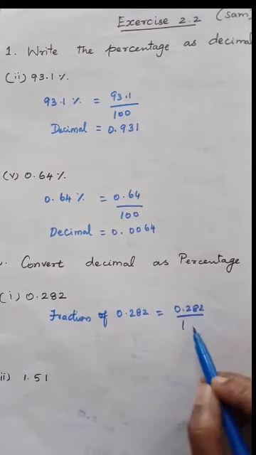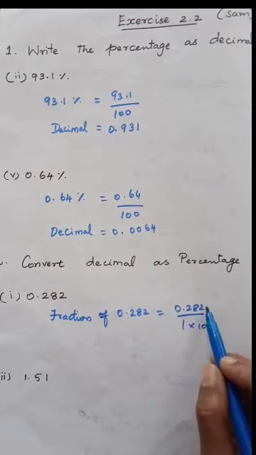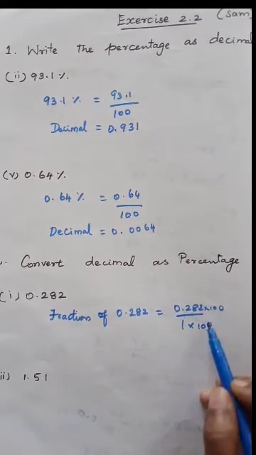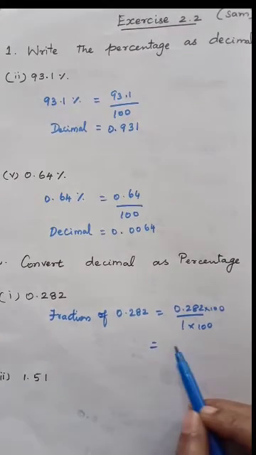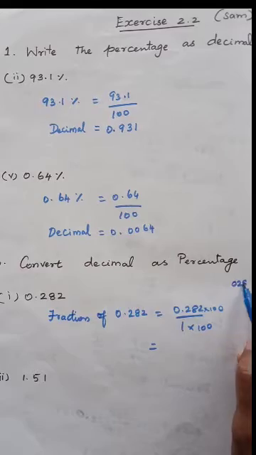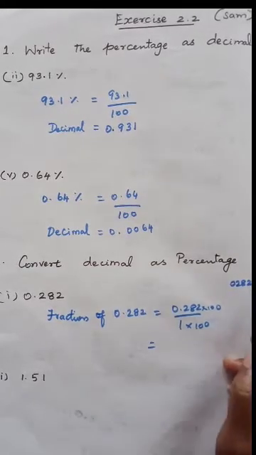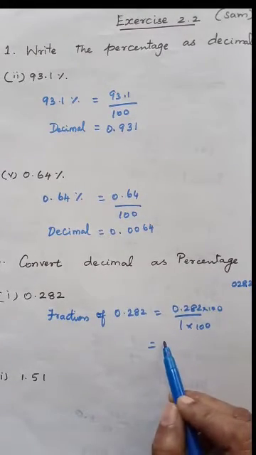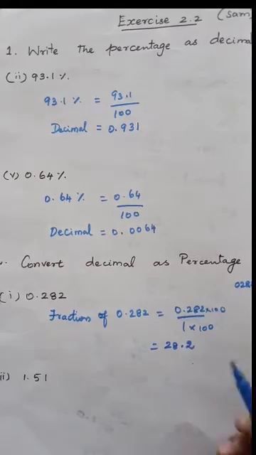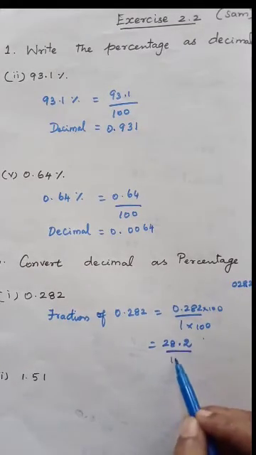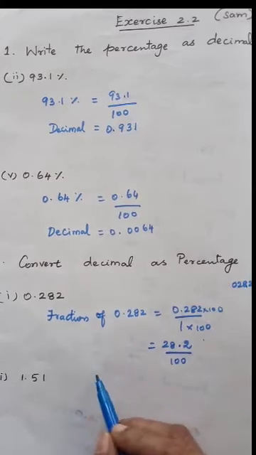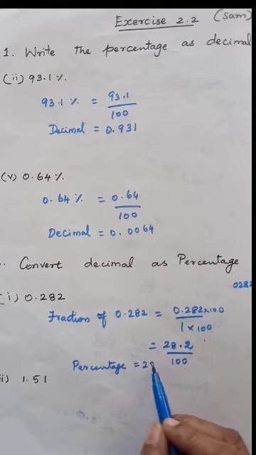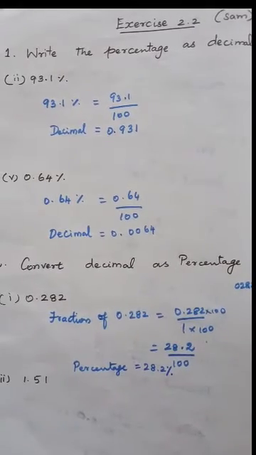282 by 1. So you multiply by 100 because for percentage the denominators must be 100. So you are multiplying by 100. 2820 will come, isn't it? After 3 digits you have to keep the point: 28.2 by 100. Then the percentage is equal to 28.2 percentage. It's the answer.